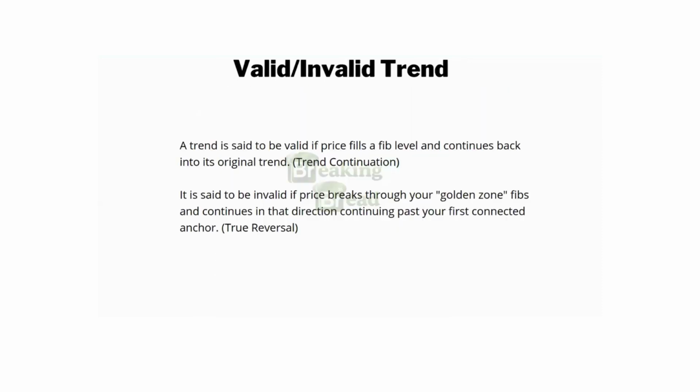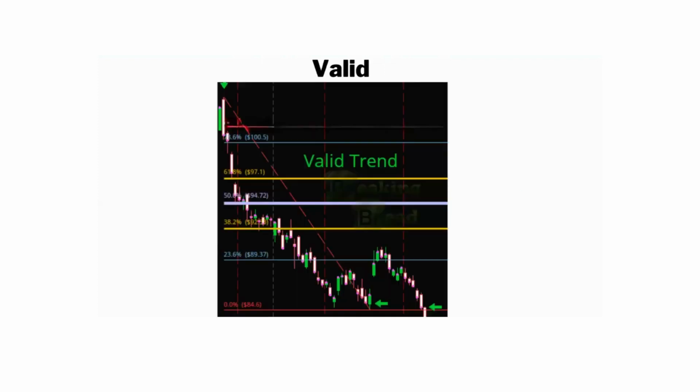All right, so valid, invalid trend. A trend is said to be valid if price fills a level and continues back into its original trend. This is called trend continuation. It is said to be invalid if price breaks through your golden zone fibs and continues in the direction, continuing past the first anchor that you placed, and that's considered a true reversal.